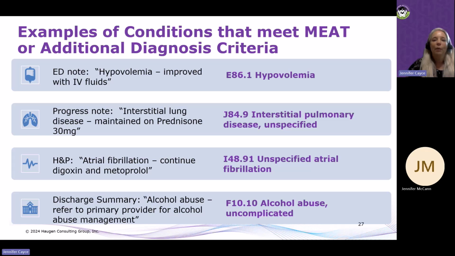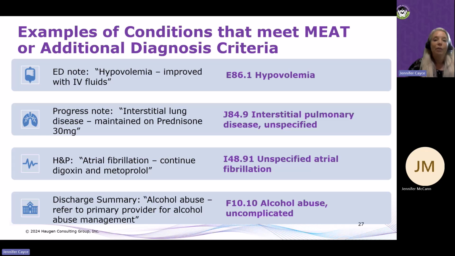In our first example, the provider documents in the ED note the patient has hypovolemia, which improved on IV fluids. This was treated based on the documentation and would be coded. That one is pretty straightforward, so let's look at some others. In the second example, the progress note states interstitial lung disease, and the patient is maintained on prednisone. This also meets the criteria for reporting.